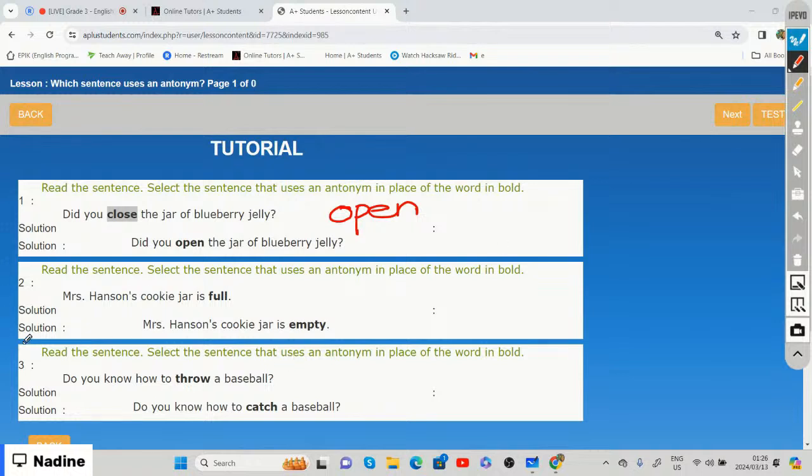The next one says, Mrs. Hanson's cookie jar is full. We need to find the opposite of full, right? If something is not full, then it's what?